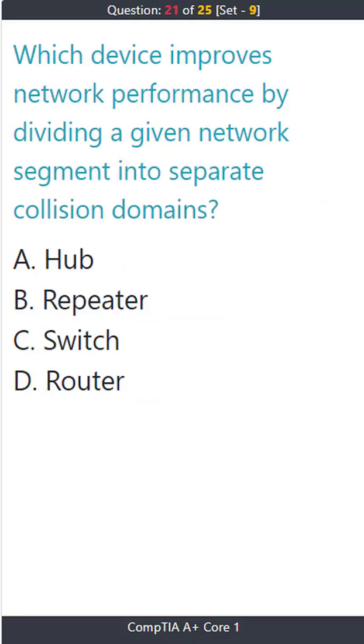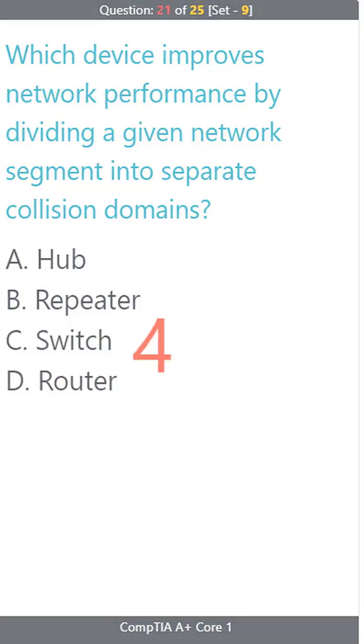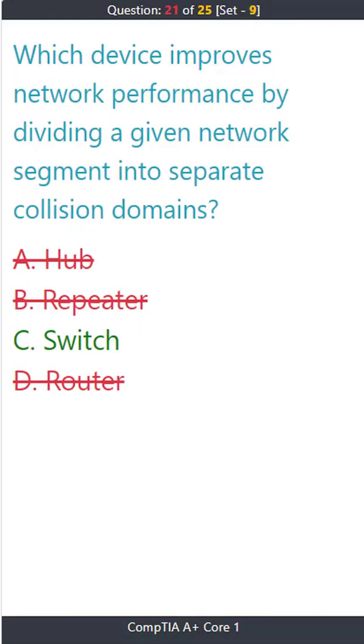Question 21. Which device improves network performance by dividing a given network segment into separate collision domains? A. Hub, B. Repeater, C. Switch, D. Router. The correct answer is C. Switch.